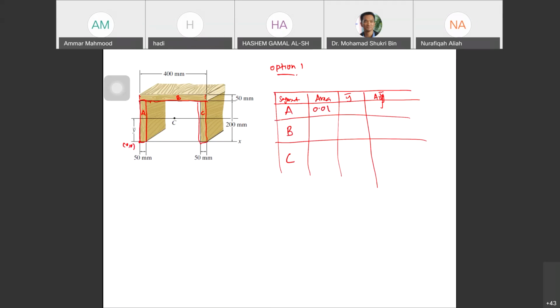0.01. Area A and area C are the same, so they also have 0.01. A and C are the same. A is already the same as C, right? So same. For B, the area is 50 times 400. You have 0.02.